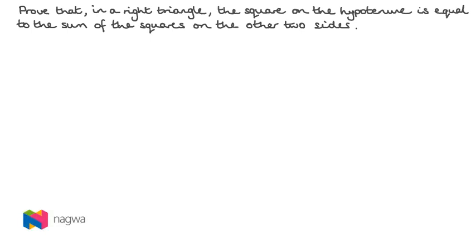Prove that, in a right triangle, the square on the hypotenuse is equal to the sum of the squares on the other two sides. So what we're trying to do in this question is actually prove Pythagoras' theorem. So how are we going to do that? Well, the first thing I'm going to do is draw a little sketch to help us.